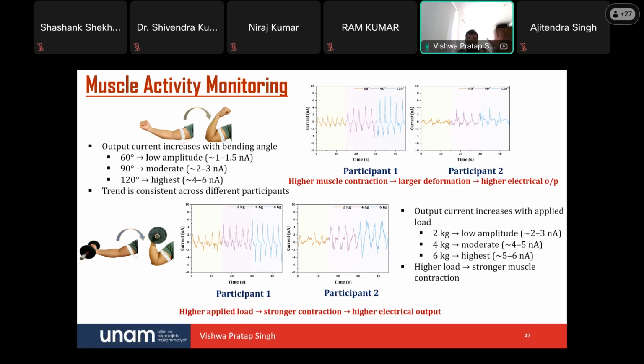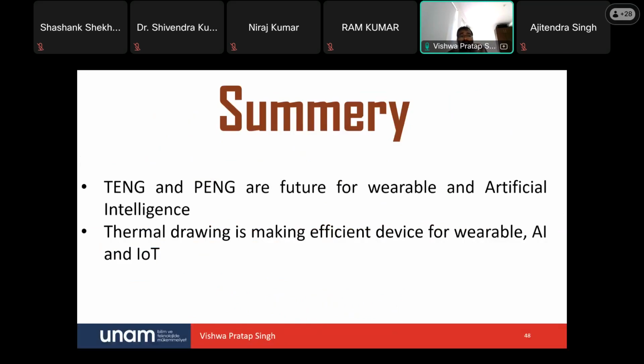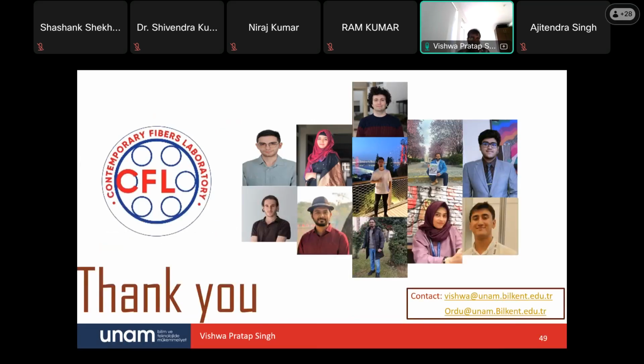And you can train the AI system on the basis of these multiple data, a lot of data, and that data can be used to track abnormality in the human body. This is for future AI systems. So, summary. I will summarize here. TNG and PNG are the future for wearable and artificial intelligence, and thermal drawing is making this device efficient for wearable AI and IoT. So I would like to thank you, and it will be great if you have any questions.